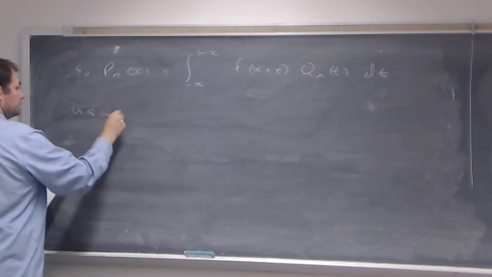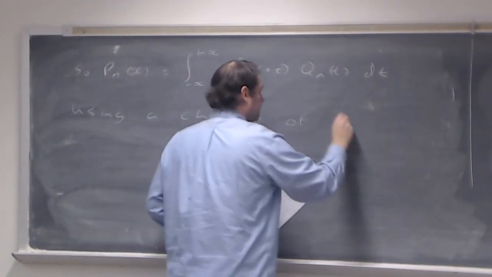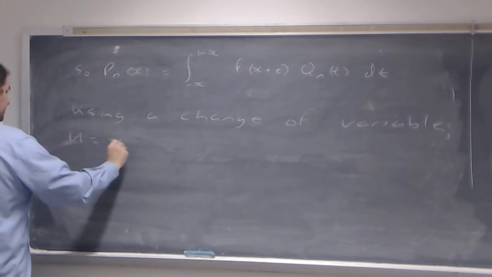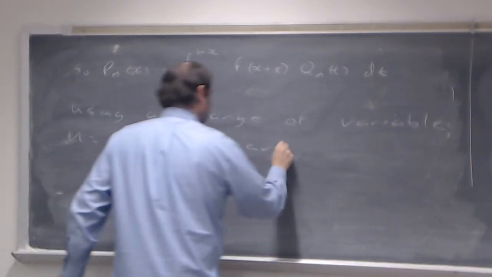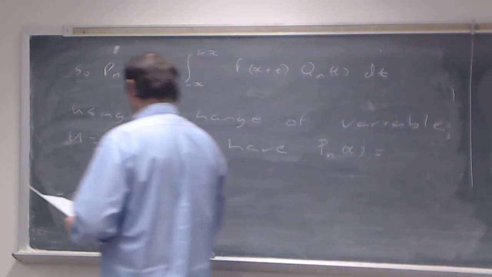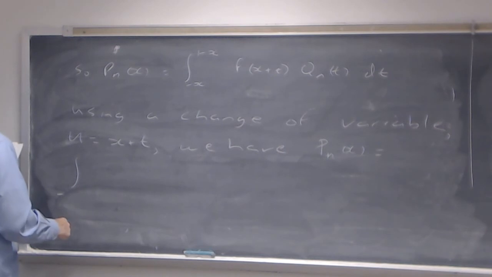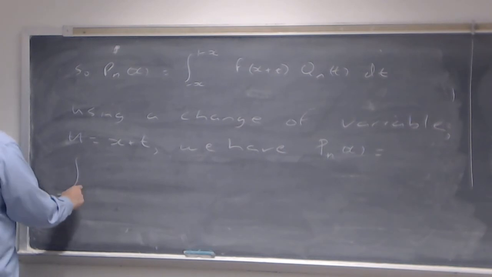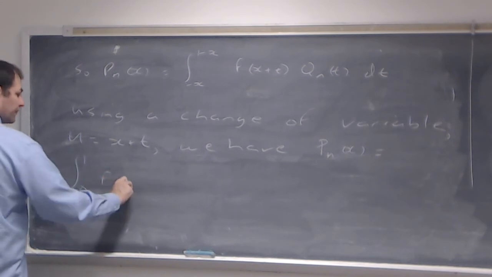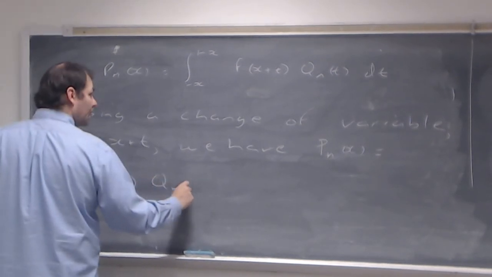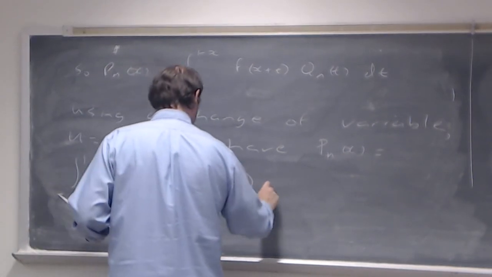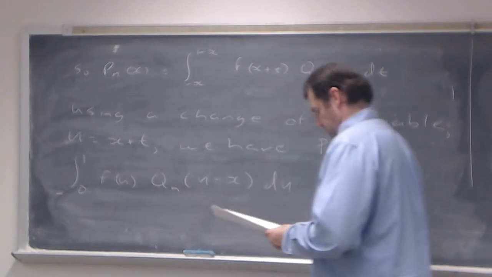And then using a change of variable, particularly u is equal to x plus t, we have p sub n of x will be equal to the integral from 0 up to 1 of f of u times q sub n of, when I solve for t, u minus x, my mistake. And then this would be du. Okay.